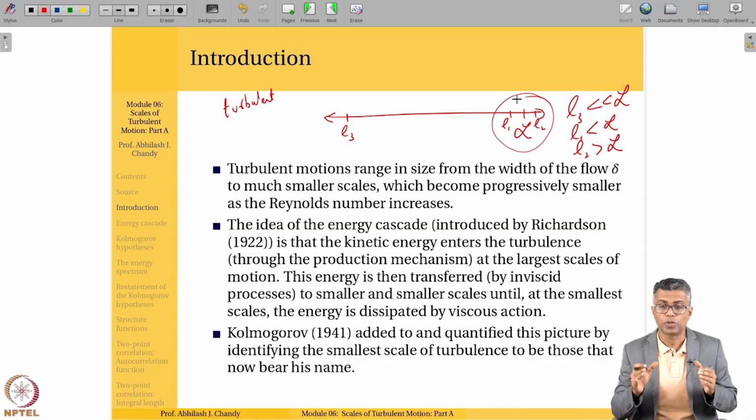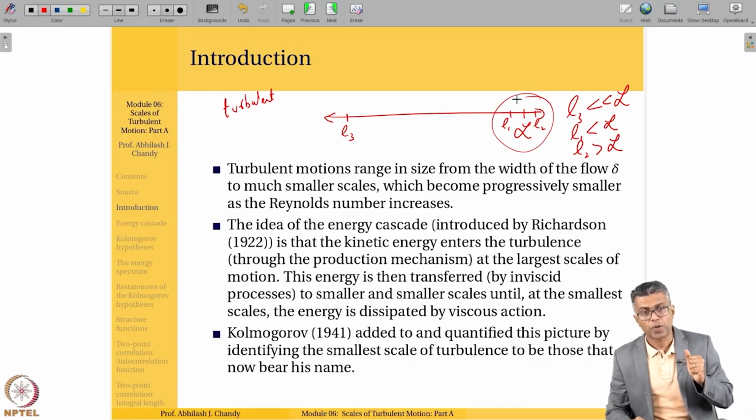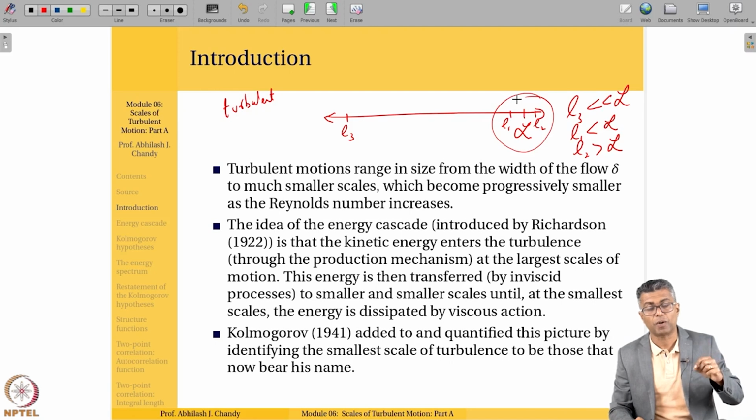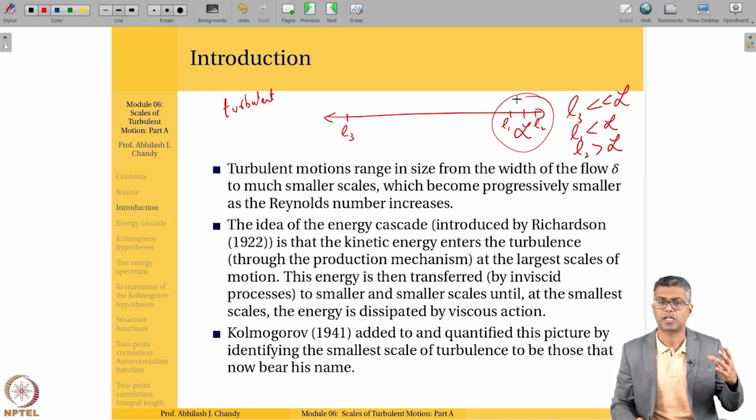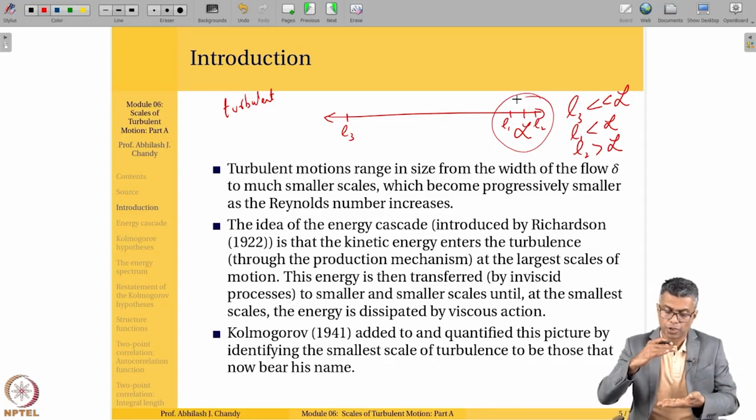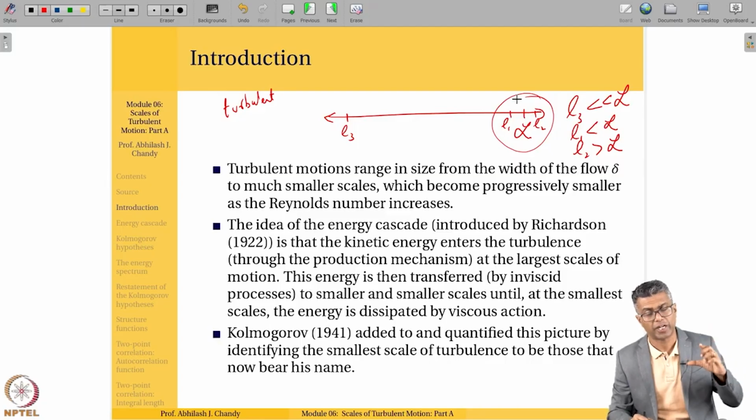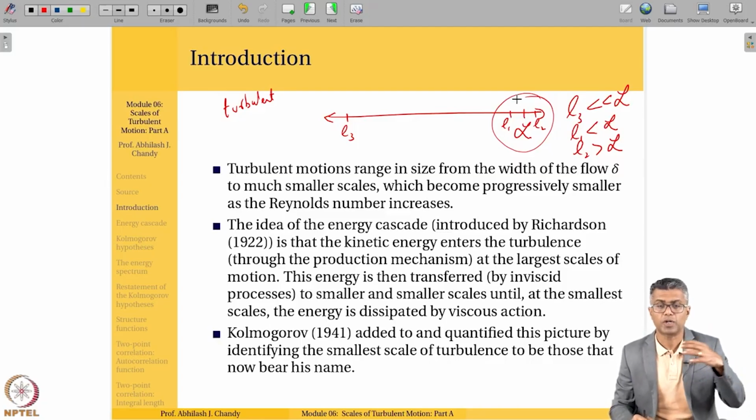And this module spends the entire time talking about these scales of turbulent motion. So let's begin. So we have these turbulent motions ranging from the size of the flow. What do I mean by the size of the flow? It's essentially the characteristic length scale of the flow. So for a jet, it is the diameter of the jet. For flow between two plates, like in a channel flow, it is the channel width. For flow over a cylinder, it is the diameter of the cylinder.